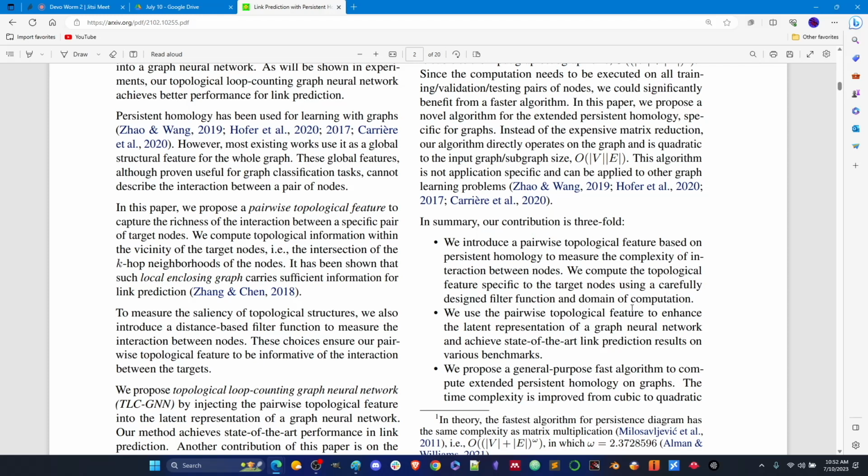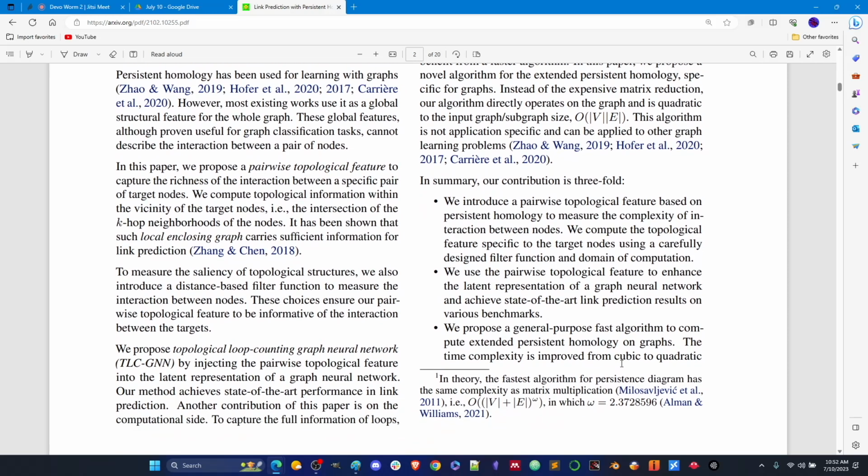We use the pairwise topological feature to enhance the latent representation of a graph neural network and achieve state-of-the-art link prediction results on various benchmarks. So they do this in a GNN context where they run it as an algorithm, a graph neural network algorithm.